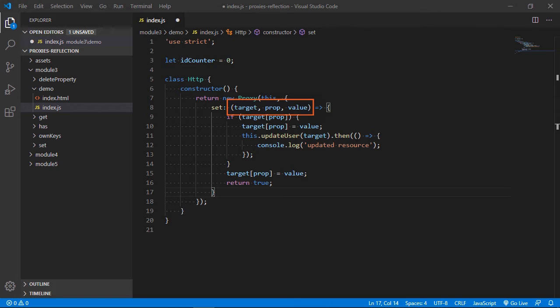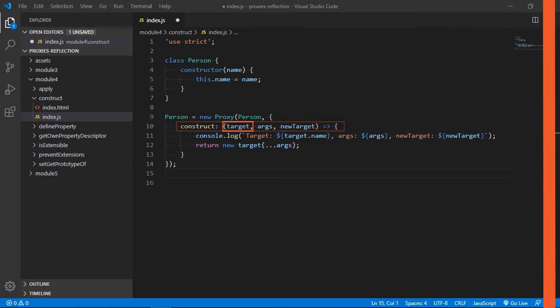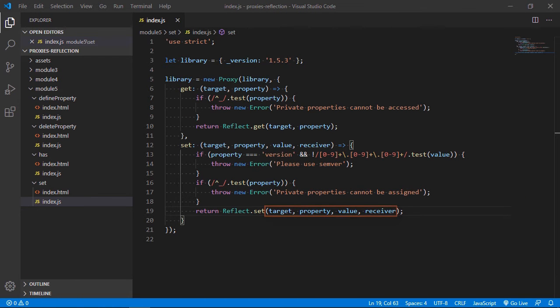Early in the design of the Proxy and Reflect APIs, it was determined that these technologies were just too powerful. This is partly why invariants, which we'll be learning about in this course, were added to the specification, to blunt some of that raw power.